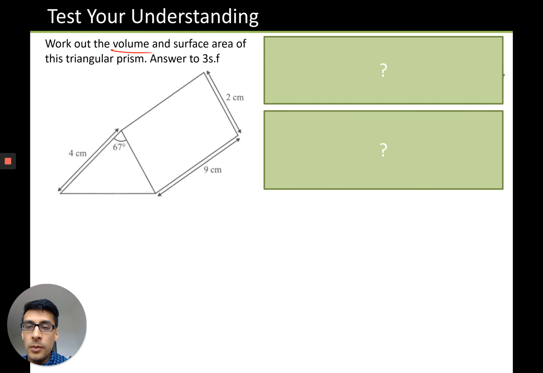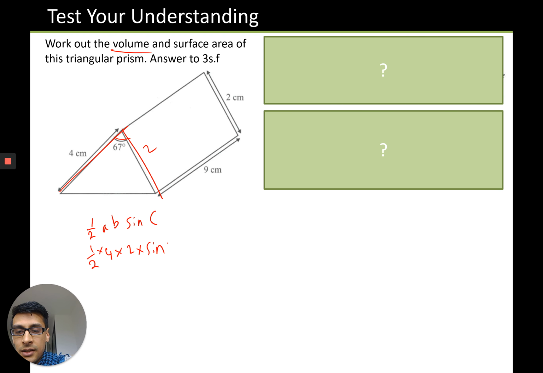We know that to find the volume of a prism, you need the cross-sectional area, and then we're going to multiply it by 9. Now, to work out the area of this shape, like I said, you can't use half times base times height because we don't have the perpendicular height. So instead, we have a triangle with a 4, a 2, and an angle in between. So we're going to use half AB sine C, and in this case it's half times 4 times 2 times sine 67.